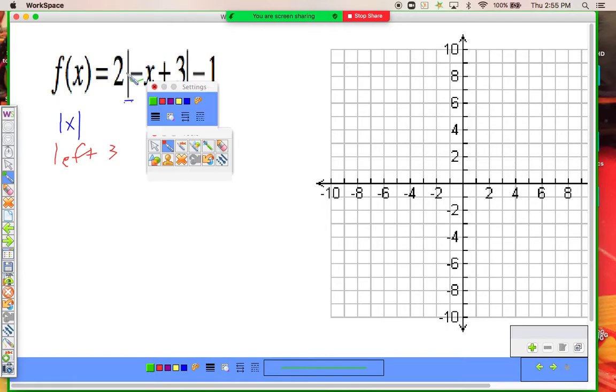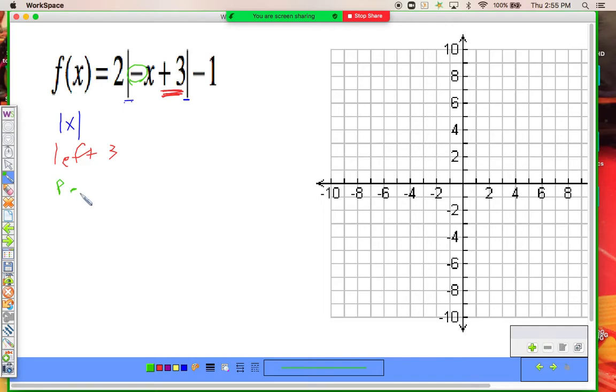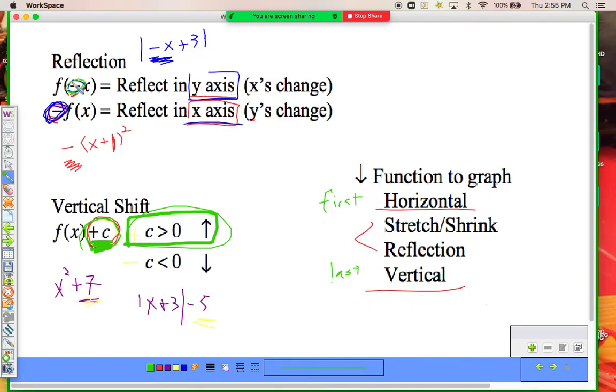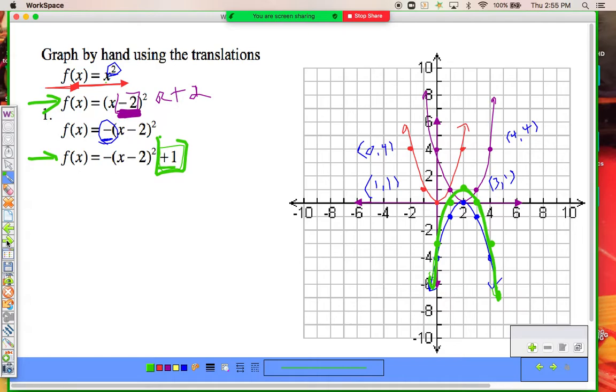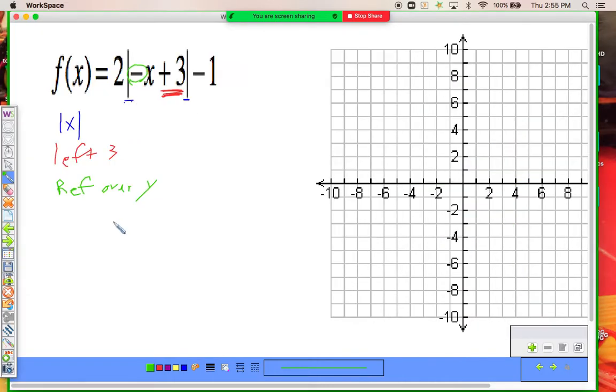All right, next, I'm going to worry about this negative sign. It's either a reflection over y, or it's a reflection over x. Those are my two reflections. Since it is on the x, let me go back. It's inside the function, on my x. This time, we're going to reflect over y. And once we write all these out, we're going to go step by step and go through each one.